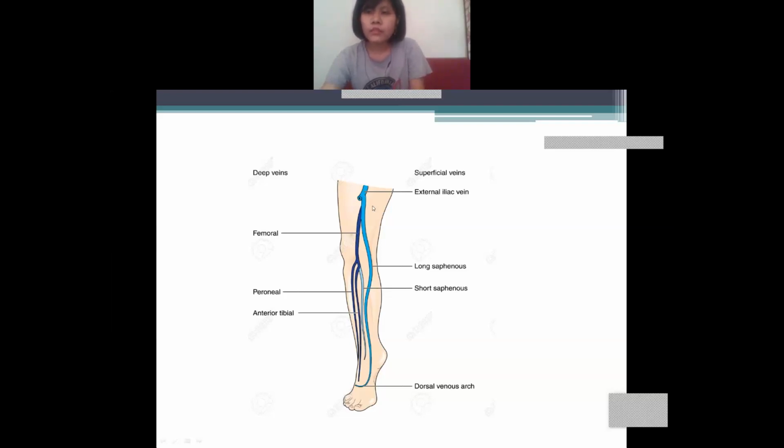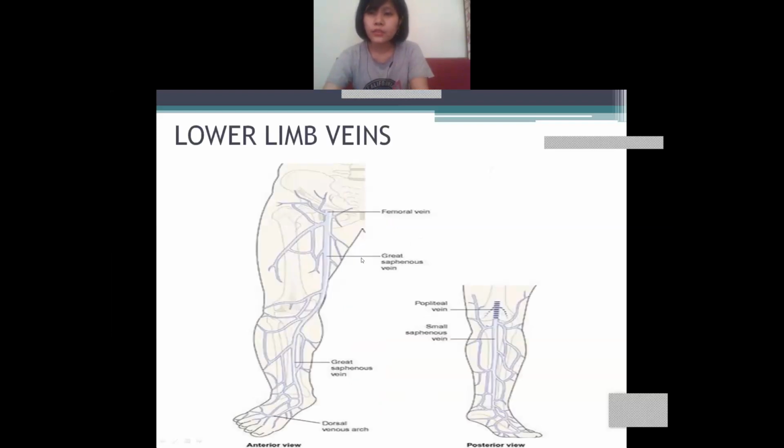Okay, now let's talk about the superficial veins. In the superficial veins, mostly you'll find two common veins. The first one is known as the great saphenous vein, this one, and the second one is the small saphenous vein. That is this one.